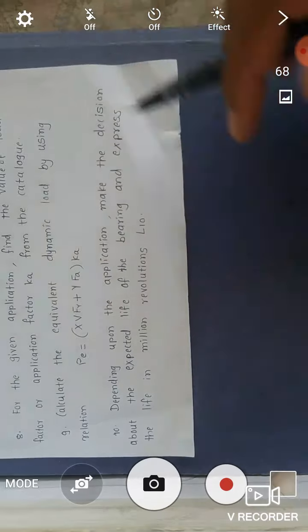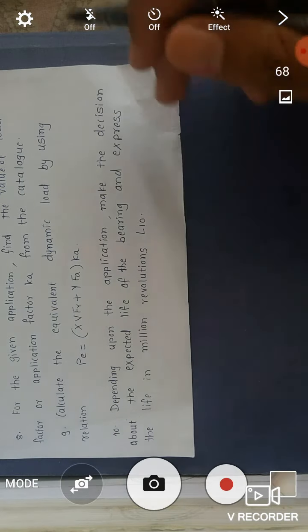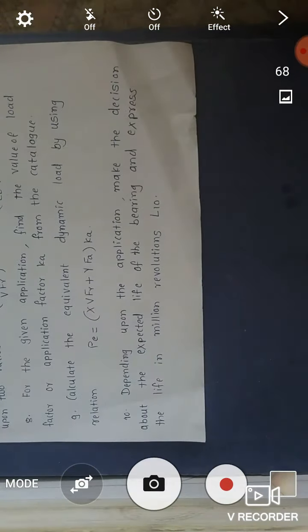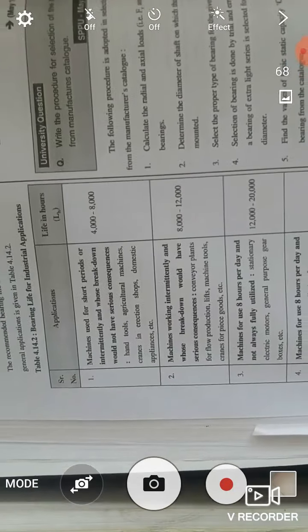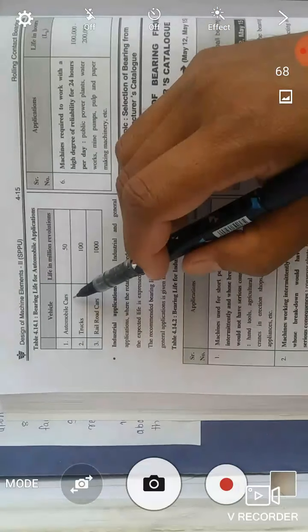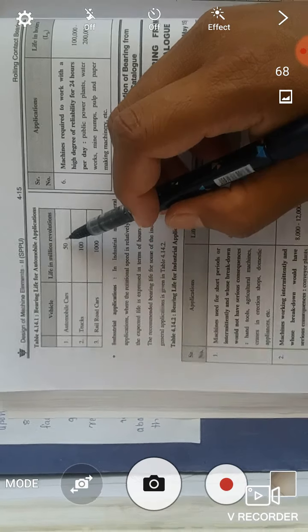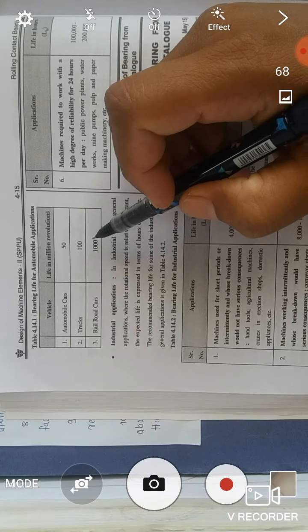Then the 10th step is, depending on the application, make the decision about the expected life of the bearing and express the life in million revolutions, that is L10. So for that purpose we select that from the information which is available like this. Bearing life for automobile applications: if a vehicle is an automobile car, then life becomes 50 million revolutions. If trucks, then 100 million revolutions. Railroad cars, then 1000 million revolutions.